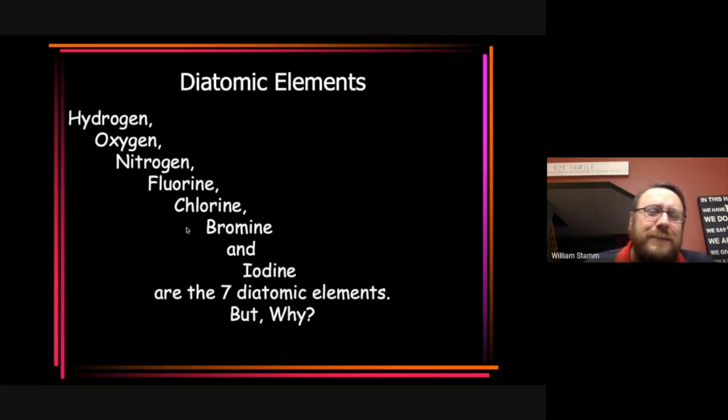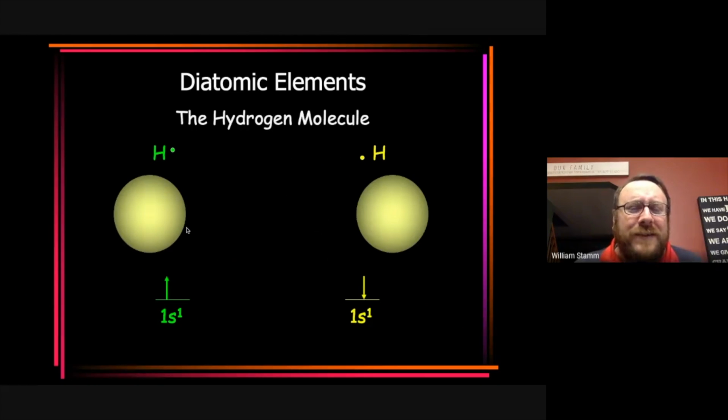So make sure you commit to memory that word diatomic elements. And I would definitely memorize these 7 elements that can do this: hydrogen, oxygen, nitrogen, then fluorine, chlorine, bromine, and iodine. So try to commit that to memory as best you can. We're going to start with the very simplest one.